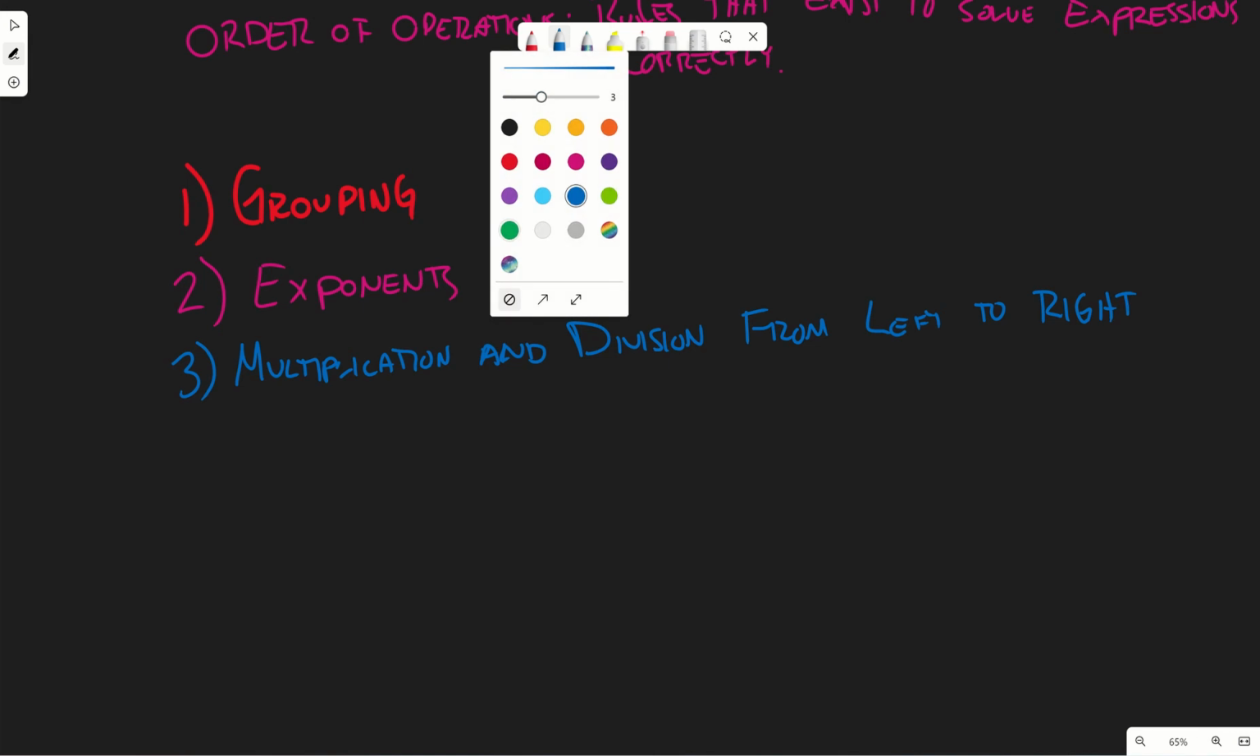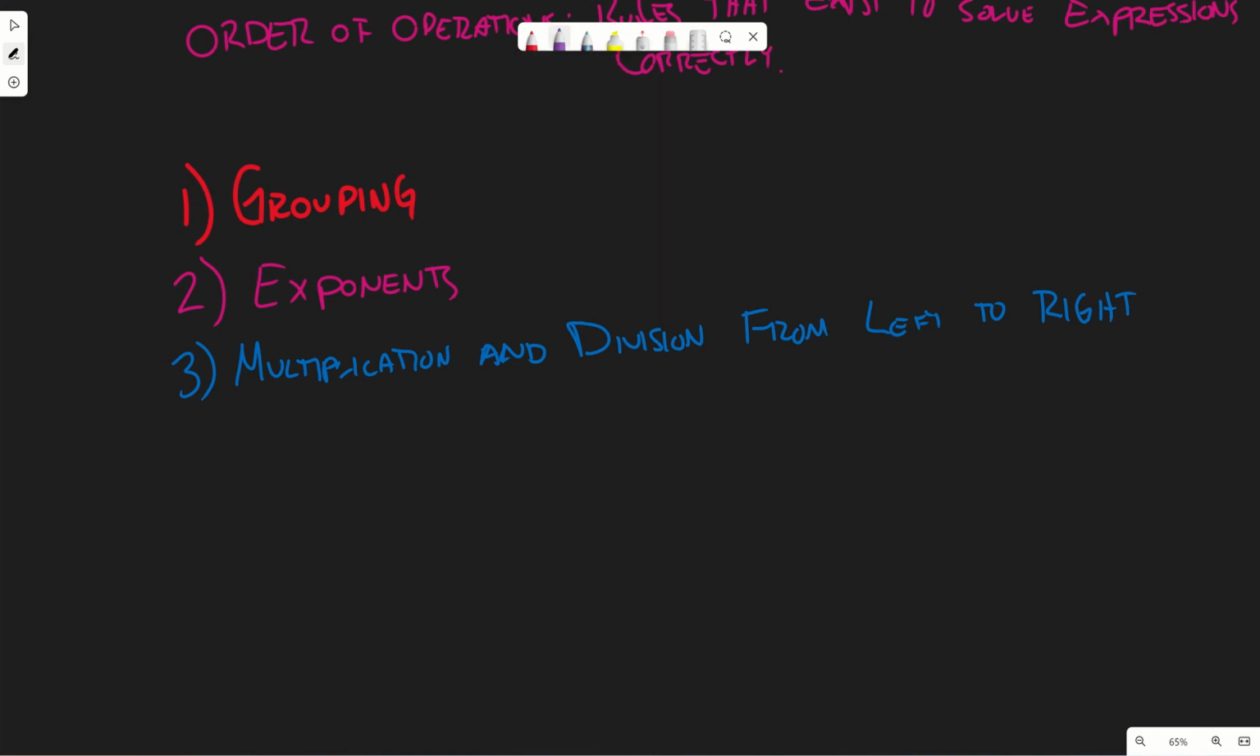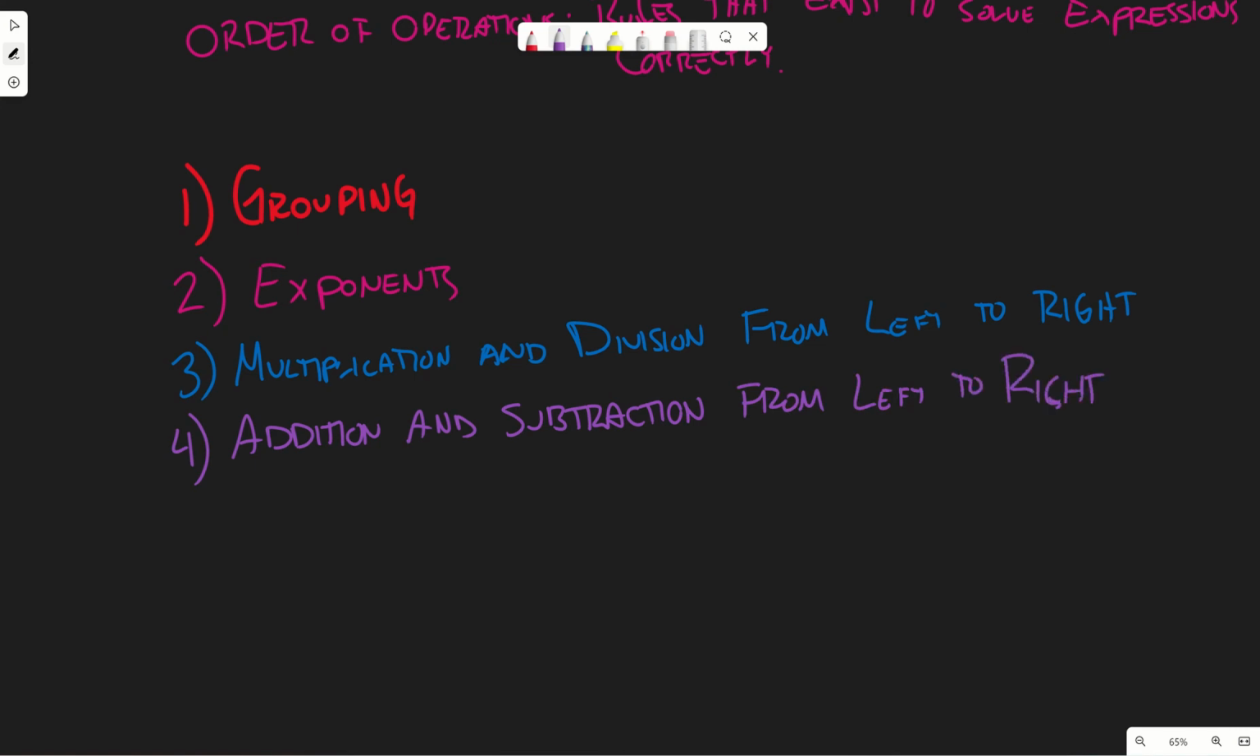And then the last thing we're going to do to solve this problem out is any kind of addition and subtraction from left to right. So grouping, exponents, multiplication and division from left to right, and then addition and subtraction from left to right.